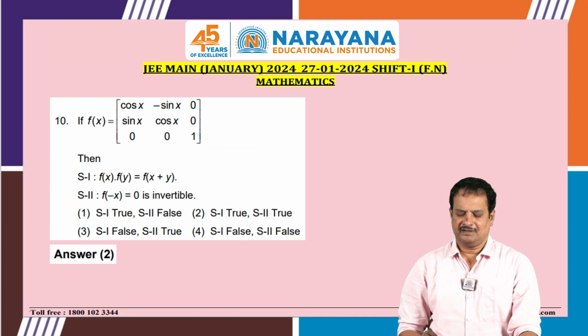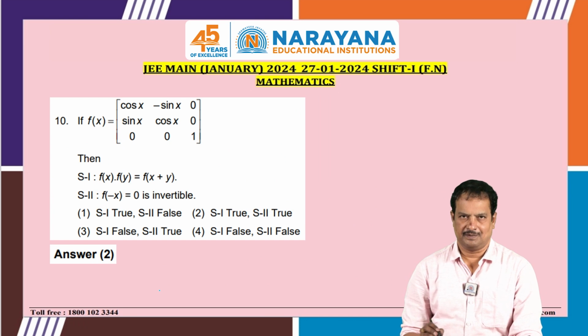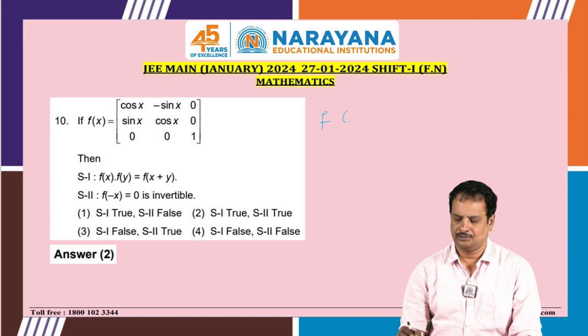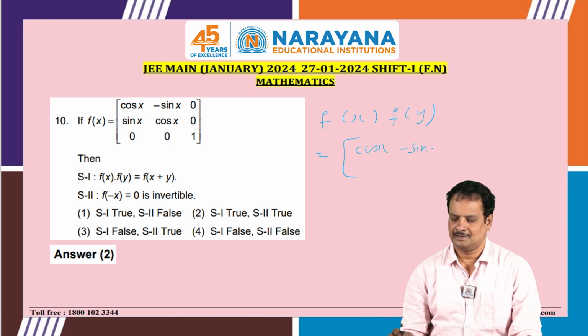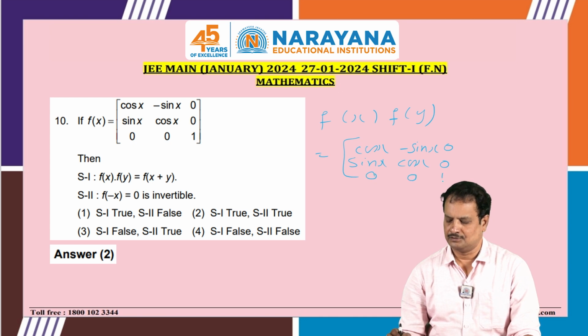This is f of x given as a 3 by 3 matrix: cos x, minus sin x, 0; sin x, cos x, 0; 0, 0, 1. Now statement 1: f of x into f of y equals f of x plus y, or not? We can cross check this. So take f of x into f of y. When you multiply these two, this is nothing but cos x, minus sin x, 0; sin x, cos x, 0; 0, 0, 1, into f of y.